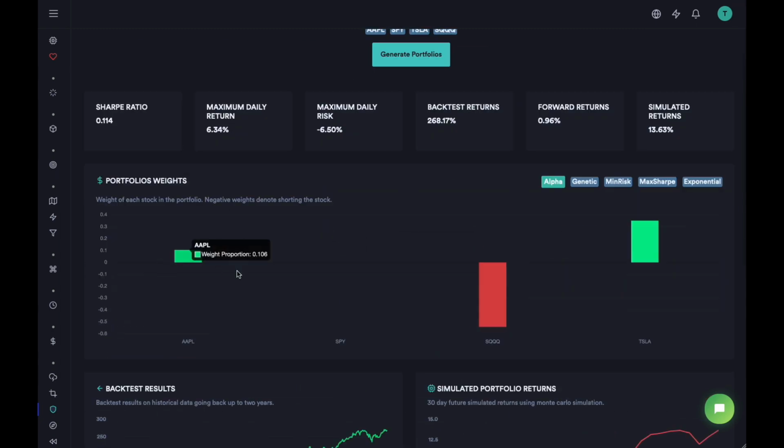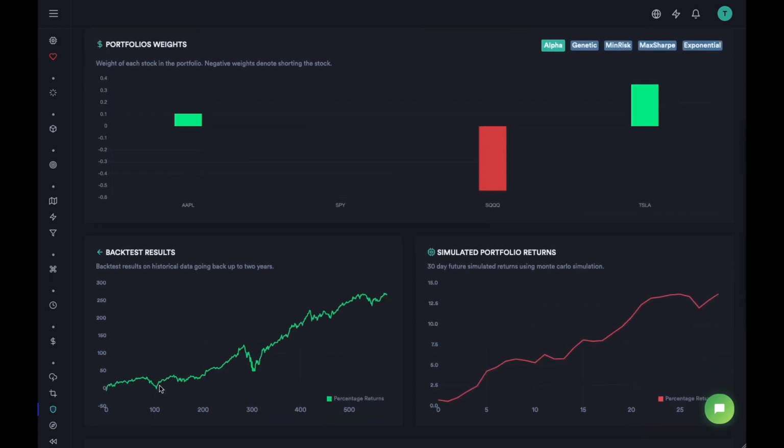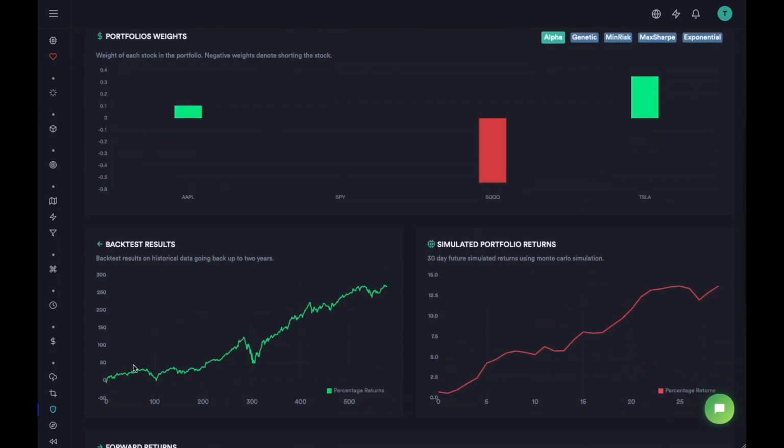So if you did this, let's say 2 years ago, then this would be your performance. Then in the last, let's say, 600 trading days, you would have accumulated about 300% profits. So these are the backtest results. These are the portfolio returns in the next 30 days.